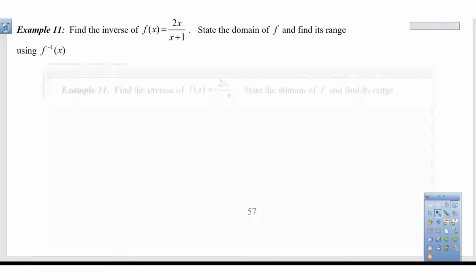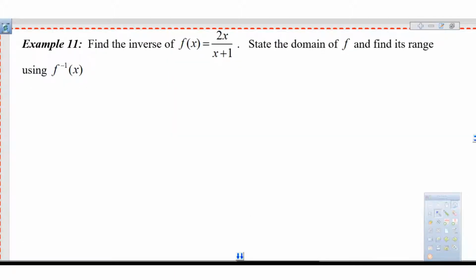Okay, here's your f of x. State the domain of f and find its range using the inverse. Okay, so this is what they want, just in case you're confused. They want to know the inverse. They want you to know the domain of the original problem and the range of the original problem. You guys, we've never gotten range off of an equation. We always get range off of a graph. Okay, so watch what we're going to do.